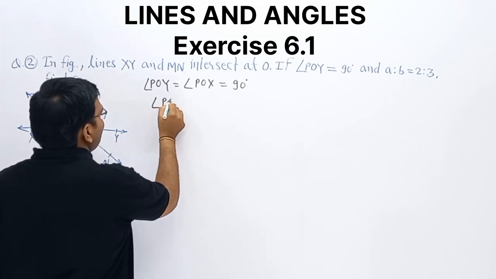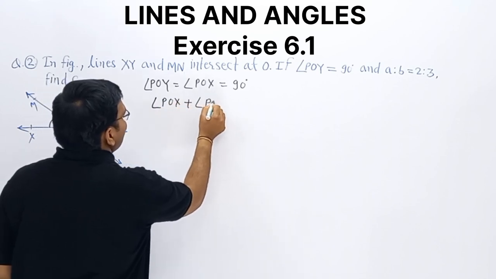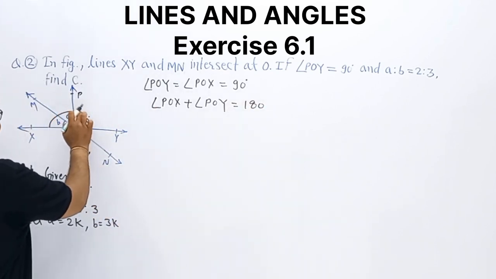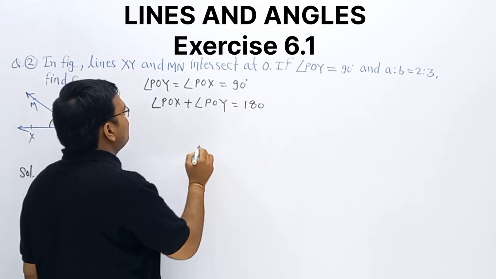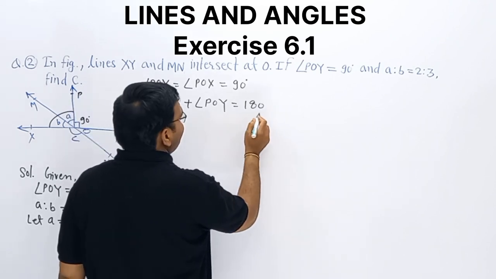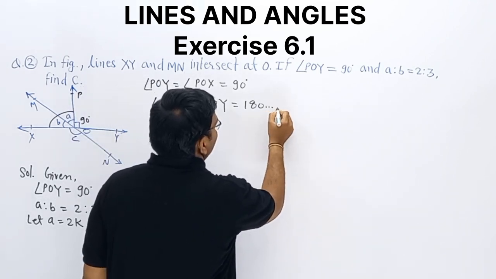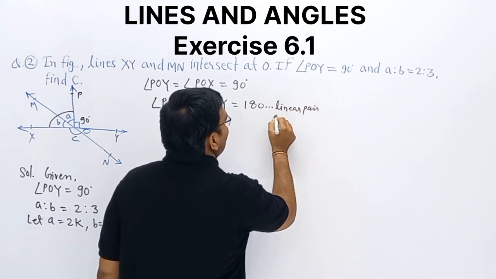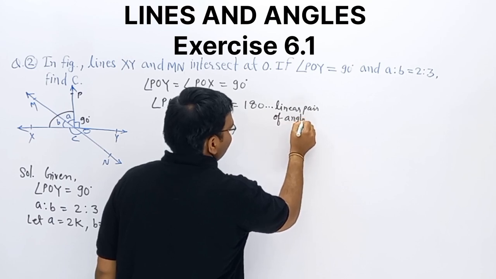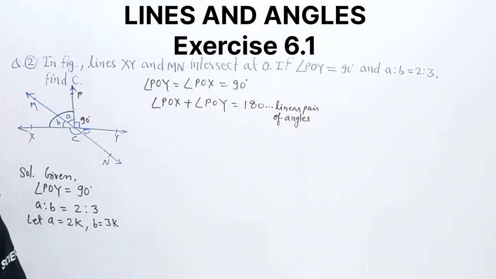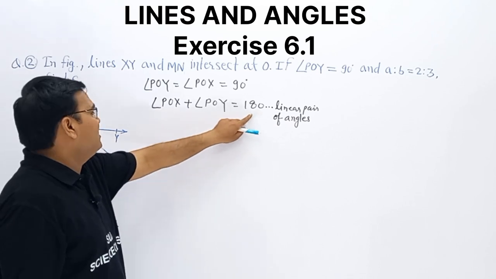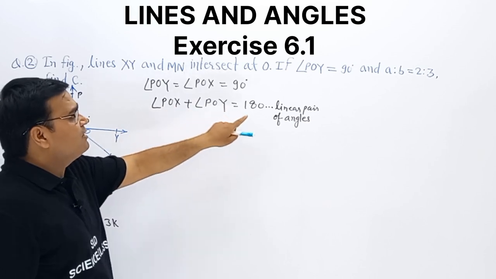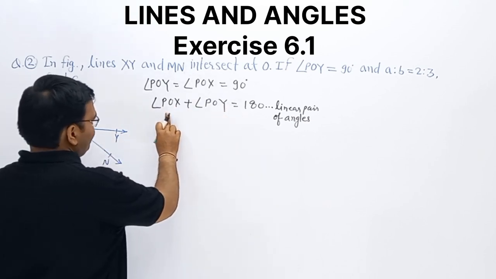What can we say? Angle POX plus angle POY, the sum will be 180. This angle and this angle, the sum will be 180. Why? Because they are a linear pair of angles. Linear pair of angles. So the sum of POX plus POY will be 180. Now POY is given as 90 degrees, so POX will be 90 degrees.